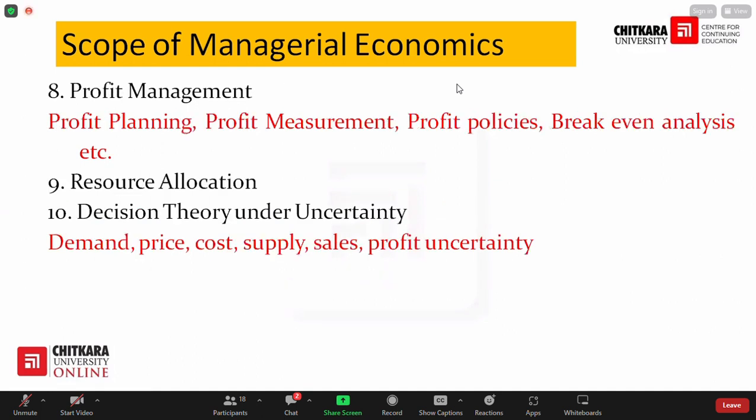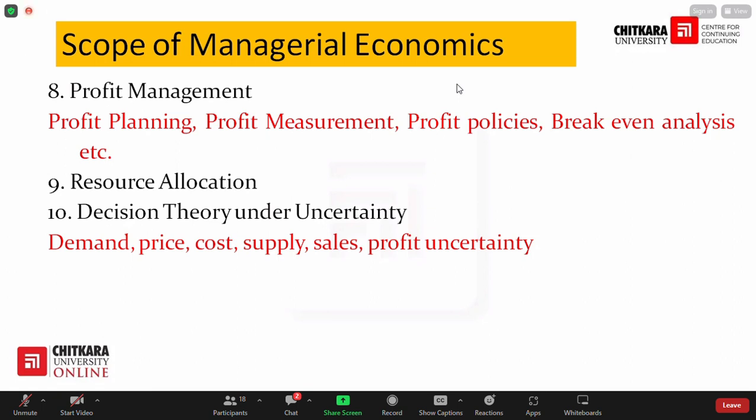Profit management. It will tell you how you can increase your profit level. There are different profit policies. Break-even analysis. Break-even basically means a point where there is no profit, no loss. So it will show you at which point you will be in the equilibrium stage, and after that, how you need to make changes in your strategies so that you can increase the profit of your company. Resource allocation, how you can make the best utilization of resources.